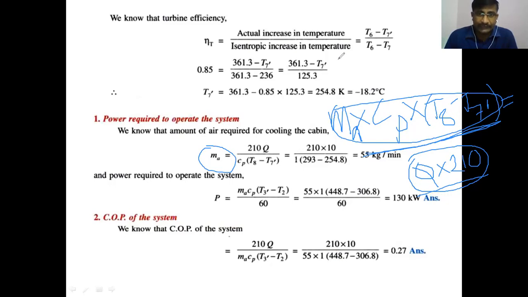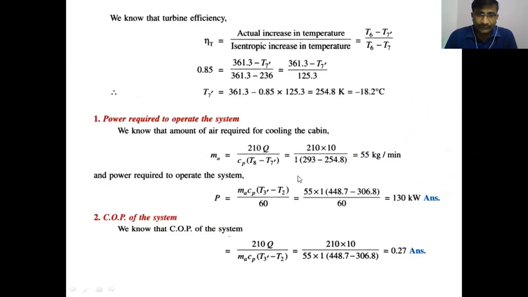Here, the equation is there. So in this, Q is 10 tons of refrigeration, CP value 1, T8 is 293 kelvins. It is in kelvins, that is the temperature of the cabin, minus T7 dash is 254.8 kelvins. Then we'll get the mass of air required to produce 10 tons of refrigeration is 55 kg per minute.